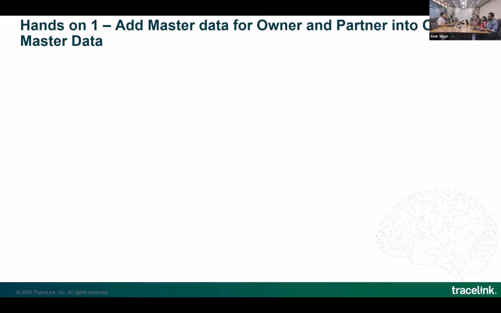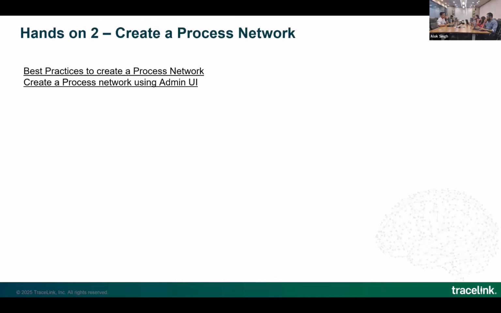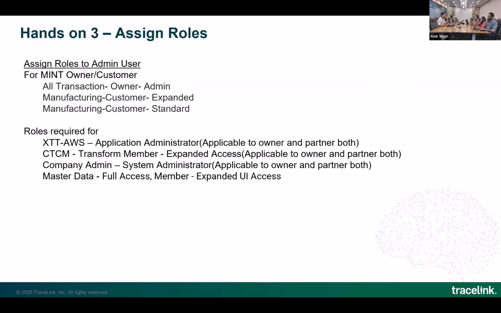Then what we did is a hands-on where we added the master data of the partner into the owner's master data, partner master data, right? So we added partner master data there, and then the Mint owner created a process network, right? So we created a process network for the Mint application, and then we assigned roles. For our hands-on purposes, we were trying to send a purchase order document from a Mint owner to a partner.